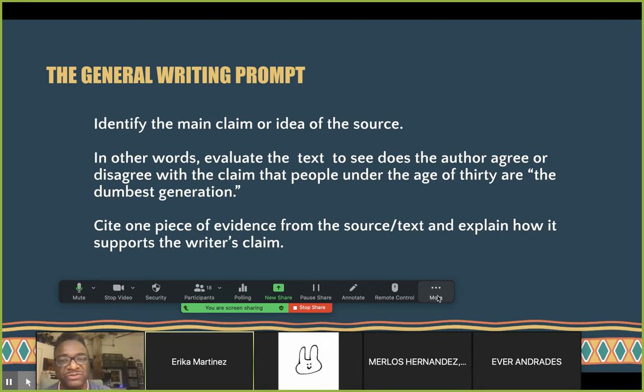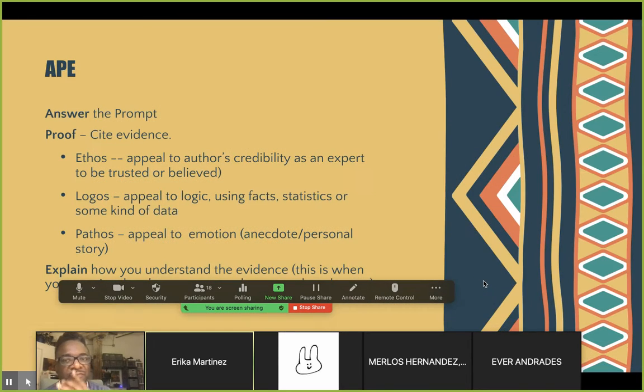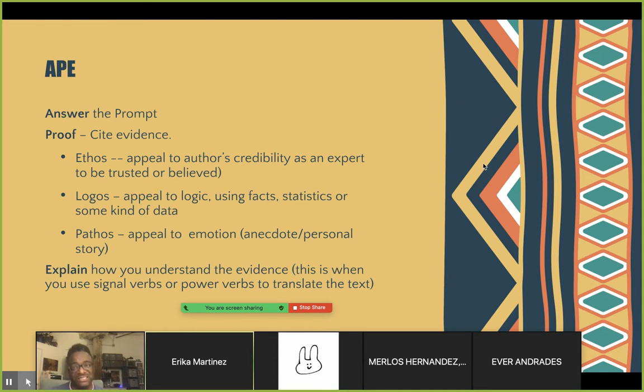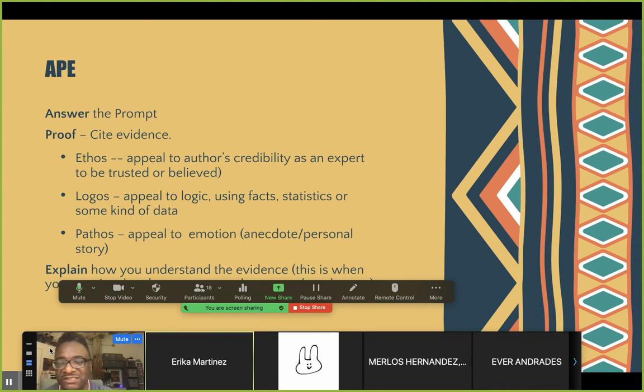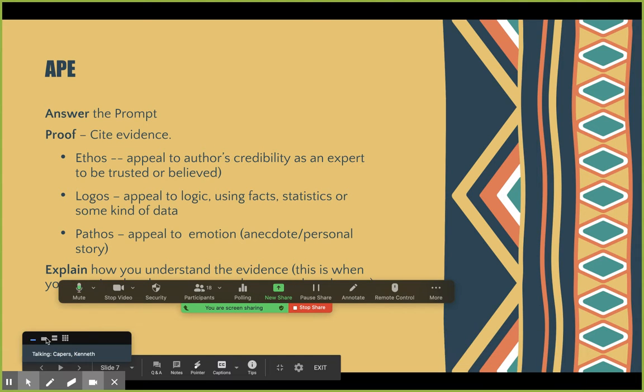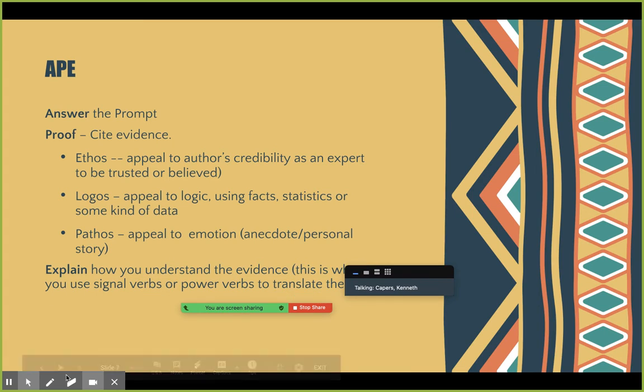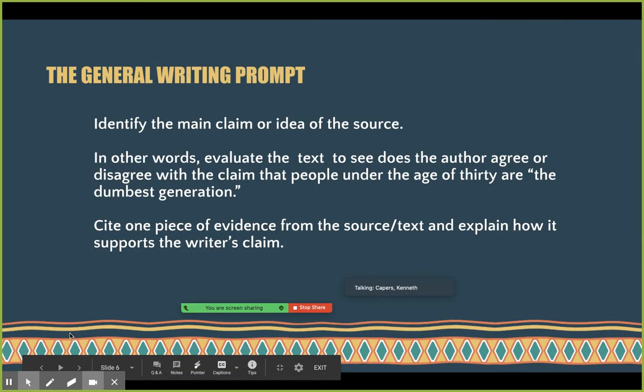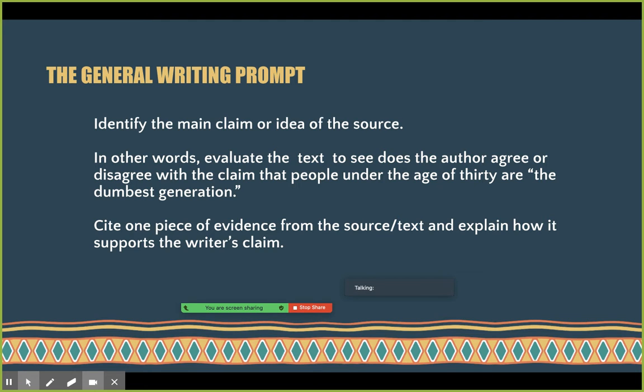Now, what I'm going to do is remind you of some things. This APE, we did this last semester. Answer the prompt. Now, we just saw the prompt, right? So you're going to have to go back to that prompt on your own. Let me move some things out of the way. Because again, this was the prompt, the writing prompt. Identify the main claim and cite one piece of evidence. Is everybody clear? You got 2 things to do.